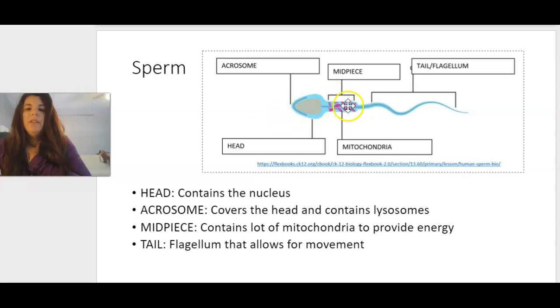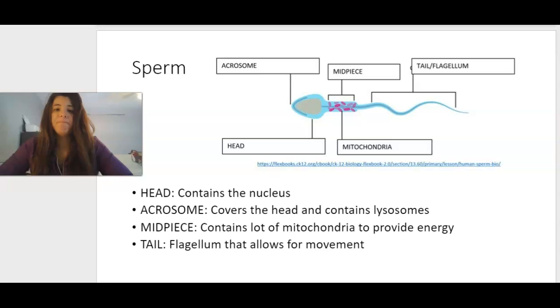The midpiece is right here. It's going to contain lots of mitochondria, because this tail, or the flagellum, needs to whip back and forth for the sperm to move. We need to have this mitochondria available so that the cell has enough energy for that transporting function.